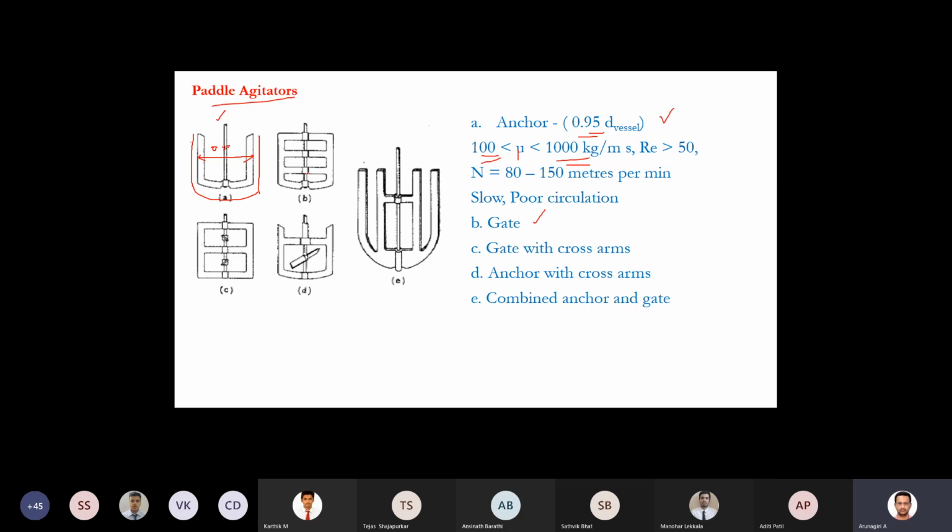So B is the gate type arrangement. Just like that, you are adding these arms. Then gate with cross arms, so this is another arrangement like this. So these gates are modified like this. Then D is anchor with cross arms. This is the anchor, only you have these cross arms. Then the combined anchor and gate, this combination of both anchor type and gate type is this third one. So these types are called proximity agitators, where the outer portion of these agitators is very close to the wall.